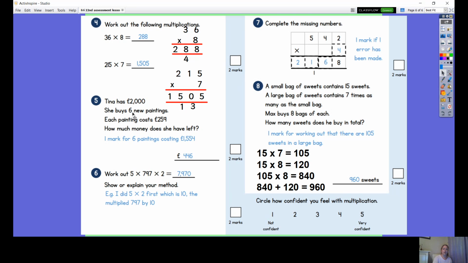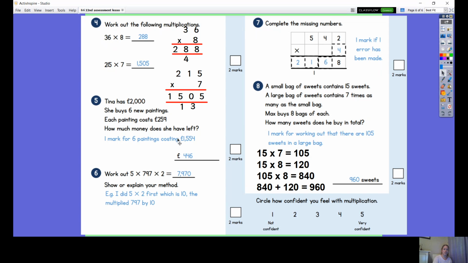1,505. And then here, this was Tina with her paintings, wasn't it? So the paintings cost £259 times 6. And then we needed to take away our total there from the 2,000, and you should have ended up with 446.